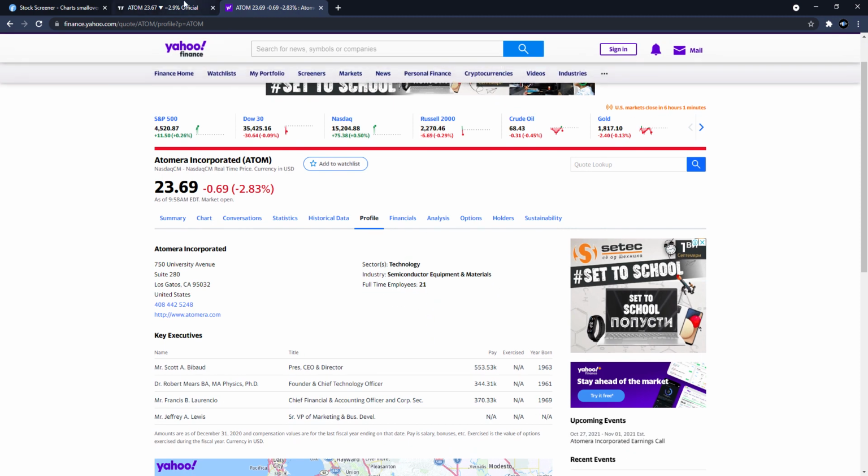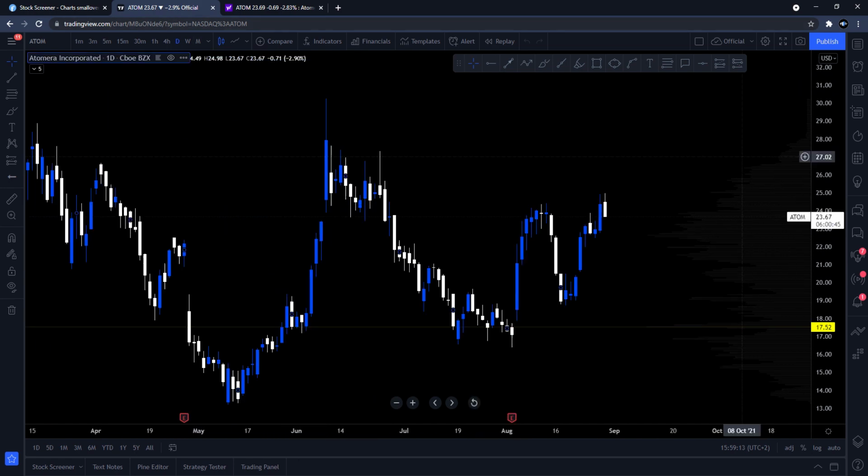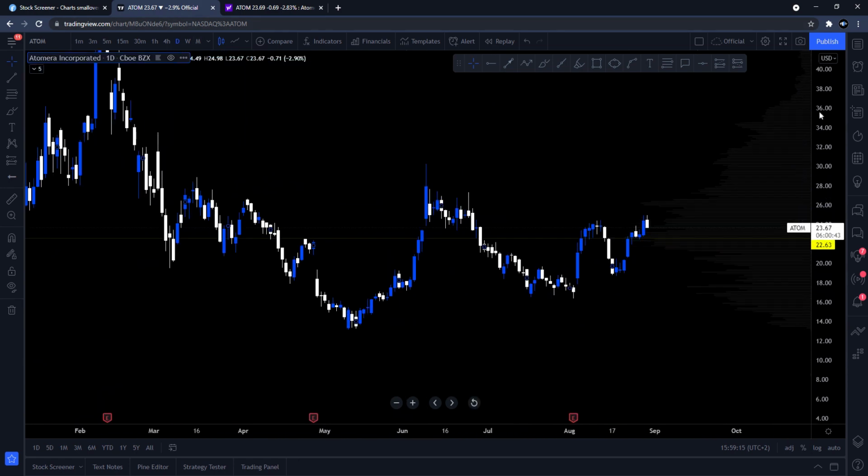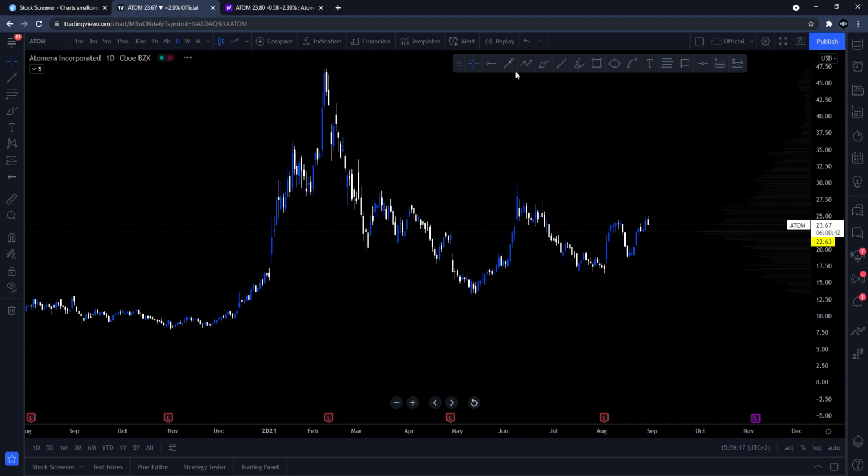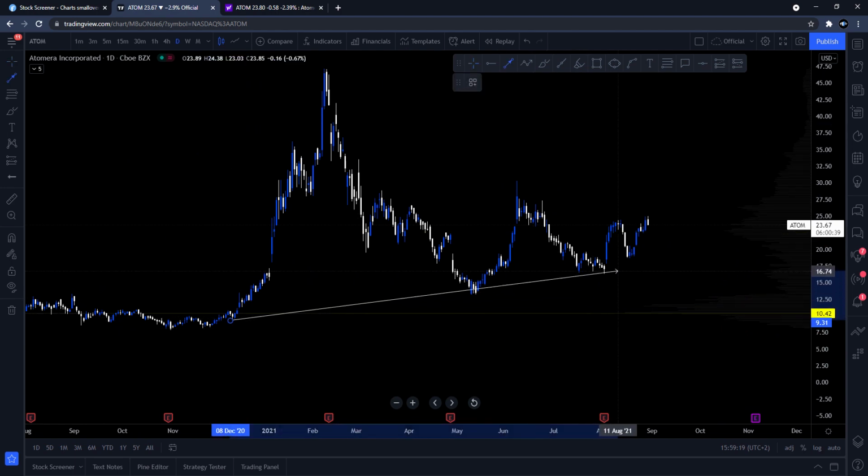Atomera was incorporated in 2001 and is headquartered in Los Gatos, California. They're in the technology sector, in the semiconductor equipment and materials industry. They have around 21 full-time employees. So this is how the chart looked. We're on the daily chart, of course. You can see that we had trend lines.